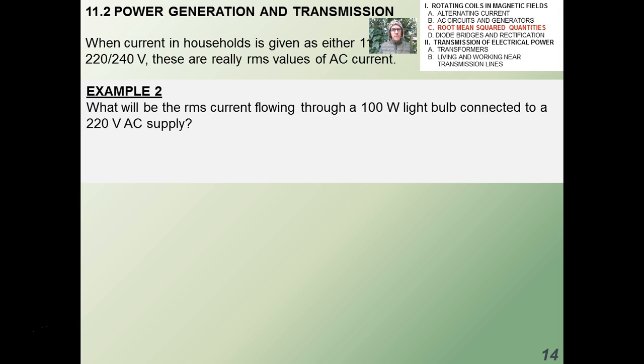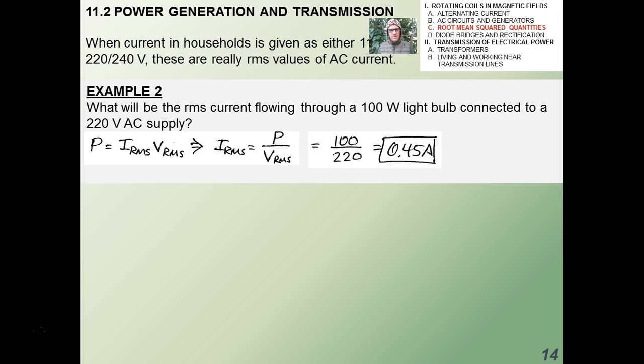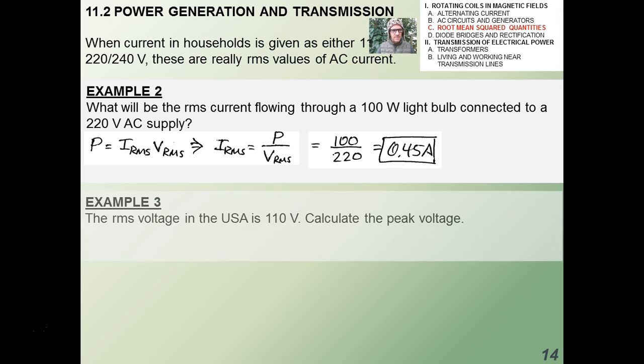So try this example. What would be the RMS current flowing through a 100-watt light bulb connected to a 220-volt AC power supply? Well, P equals IV, so all you do is solve for I, and the mathematics is very easy. I get 0.45 amps.